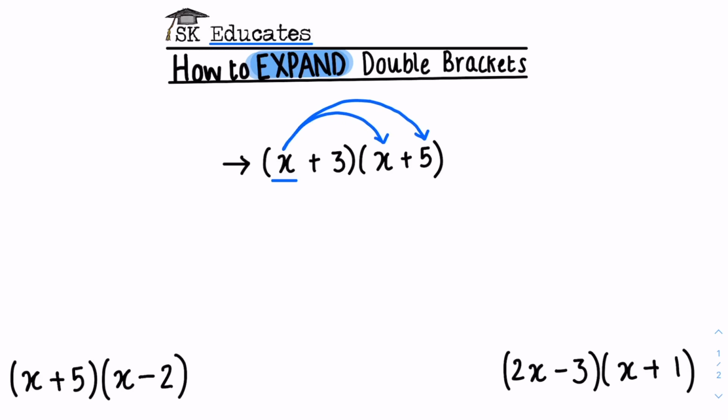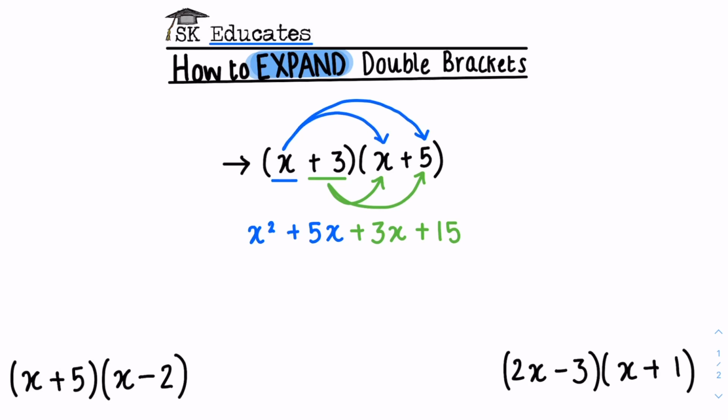x multiplied by x gives you x squared. x multiplied by 5 gives you plus 5x. You then do the exact same thing with the second term, which in this case is a plus 3. You're going to multiply it by the x here and by the plus 5 here. 3 multiplied by x gives you plus 3x. 3 multiplied by 5 gives you plus 15.